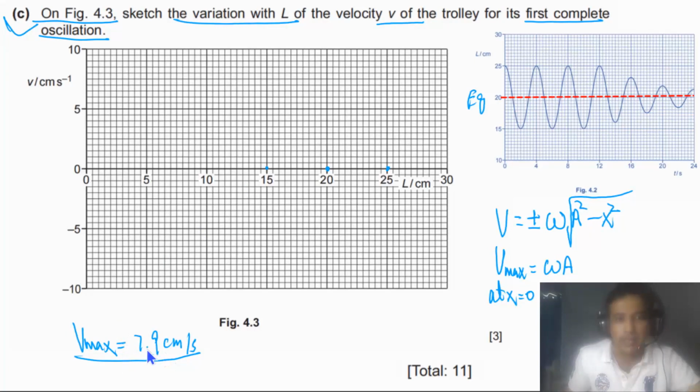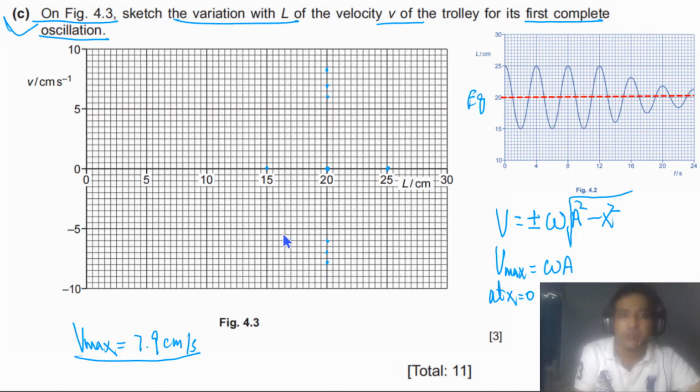And also we have the maximum value of v, which is equal to 7.9. Here we have 10, 5, so each small square is equal to 0.5. Here we have 5, here we will have 6, here 7, here 7.5, and here about 7.9. We can mark these points.